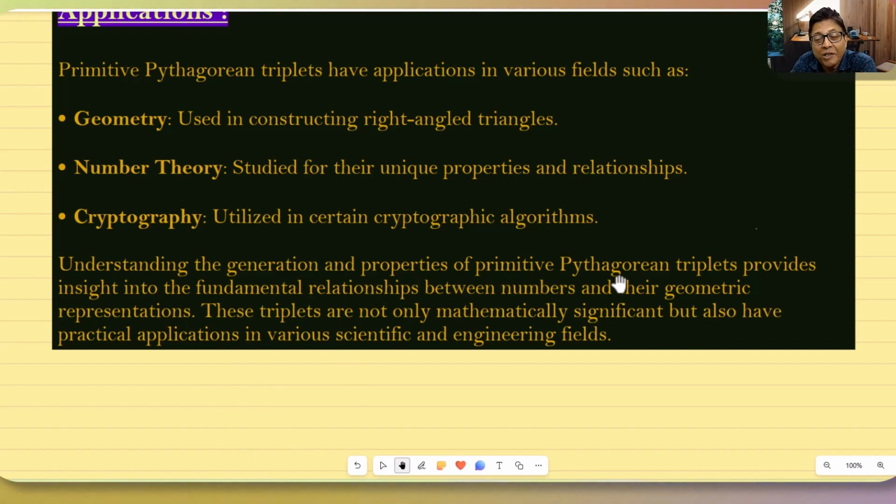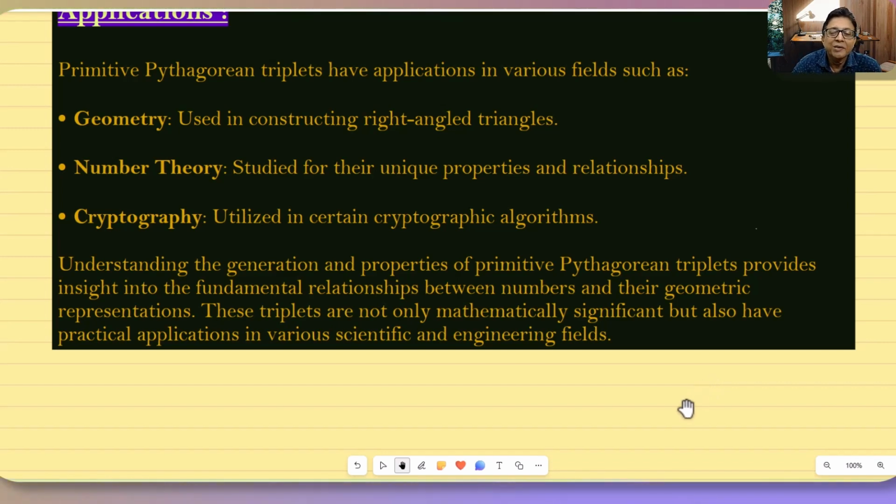Understanding generation and properties of primitive Pythagorean triplets provide insights into fundamental relationship between numbers and their geometric representation. These triplets are not only mathematically significant but also have practical applications in various scientific and engineering fields. So in a broader sense, there are many ways to apply the concept of Pythagorean triplets. But today's session will be on only primitive Pythagorean triplets, their generation and some interesting problems.